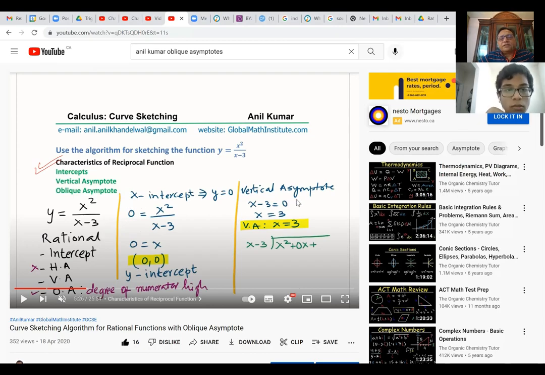So x and y intercepts are very clear. To find x intercepts, you have to put y equals 0. To find y intercept, put x equals 0. You get those points. Vertical asymptote you get directly from the denominator. Now for oblique asymptote, you need to divide the numerator by the denominator, as we have started here, right?